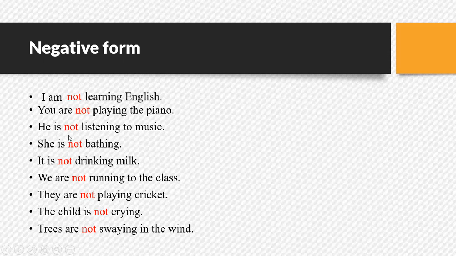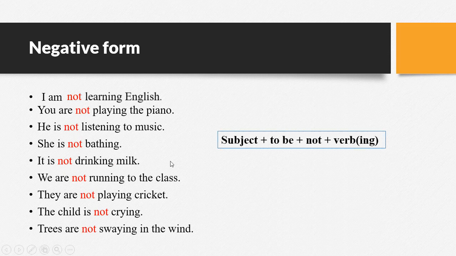He is not listening to music. She is not bathing. Here, the word not has come between the be verb and the ing form of the verb. So here's the format. Subject plus be verb plus not plus ing form of the verb. That is also very simple. Okay, let's move to the question form.